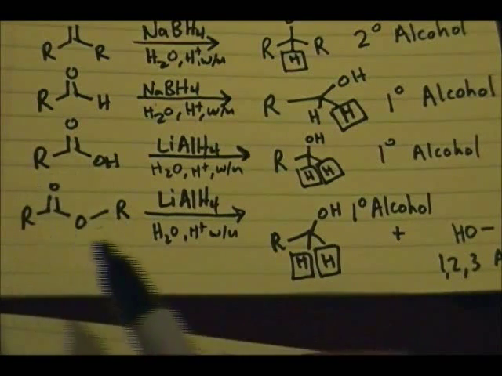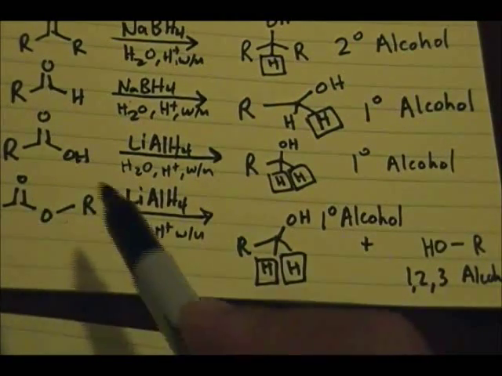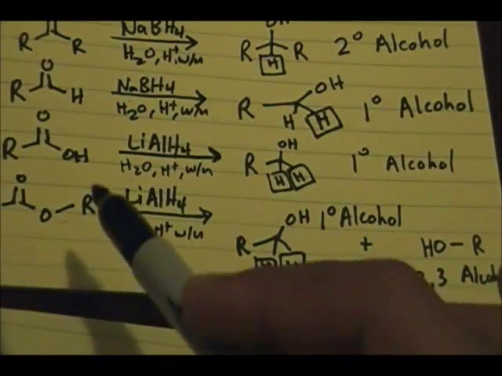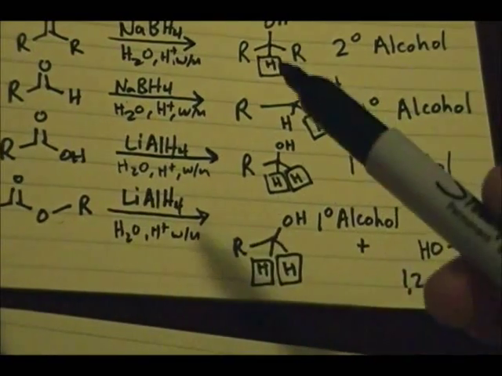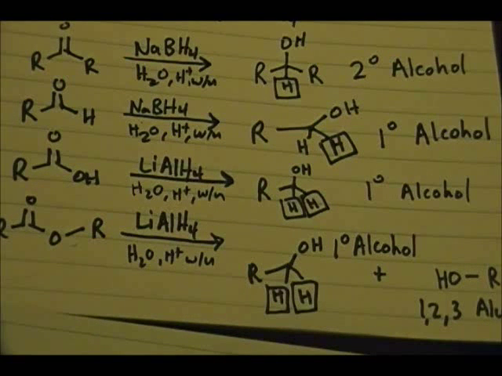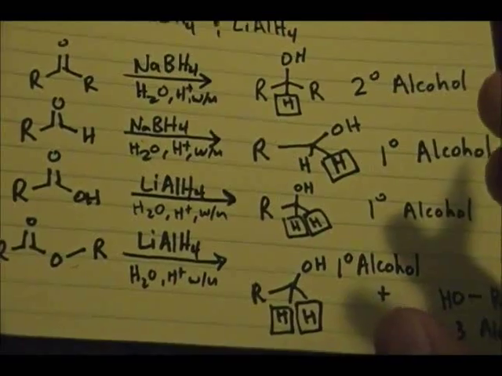Okay? And this aspect of the molecule can be either a primary, secondary, or tertiary alcohol. All depends on this R group and what it's attached to. So there you have it. These are the main reactions and main types of problems you'll see, focusing on ketones, aldehydes, carboxylic acids, and esters. And let's do a quick little recap.